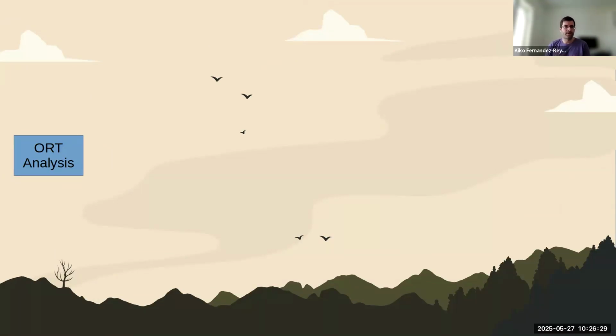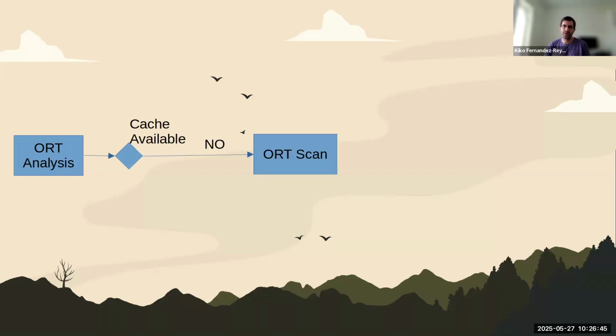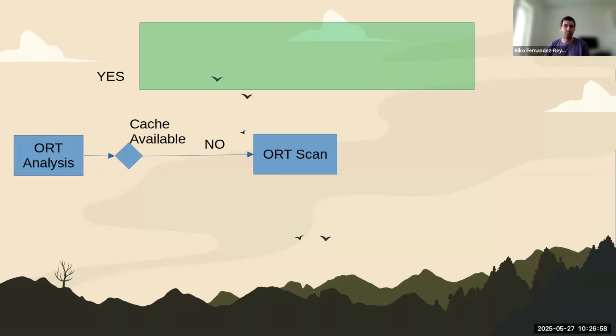So in every pull request, we run the ORT analysis, and this creates an analysis JSON file. And after that, we check if there are some scan results available in the cache. If there are not, then we just need to run the ORT scanner. And this internally will call ScanCode, and it will take 2 hours. That's the worst case. Normally, as soon as you have one scan, you will go with the cache.